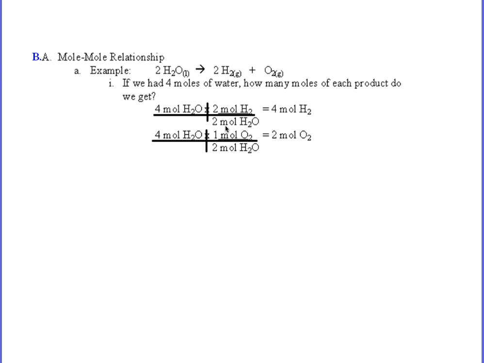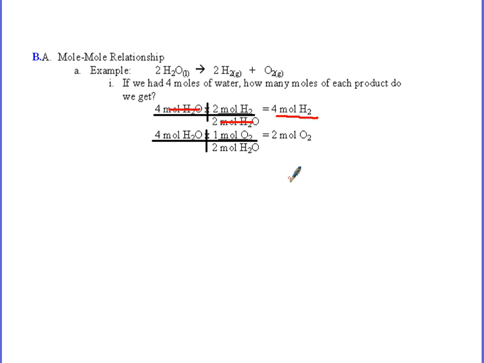How did I know to put water on the bottom? Well, since I started with that as my given, dimensional analysis tells us that these units and this formula have to go on the bottom so that they will cancel each other out. So the moles of hydrogen are the only thing left after the water's been canceled out. And that's why this answer only has moles of hydrogen in it.